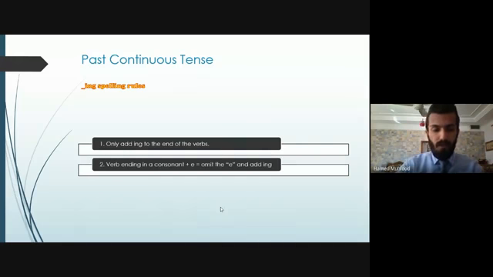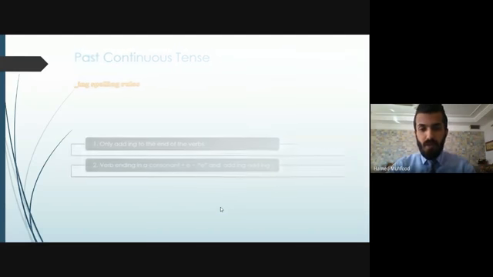So if we have a verb that ends in the letter E and the letter before it is a consonant, in this case we have to omit the E and add ing. So this is what we do with verbs that end in the letter E preceded by a consonant. So this is the second rule.